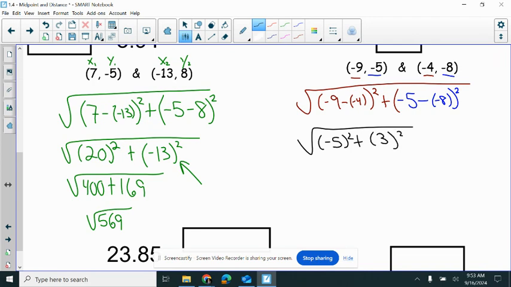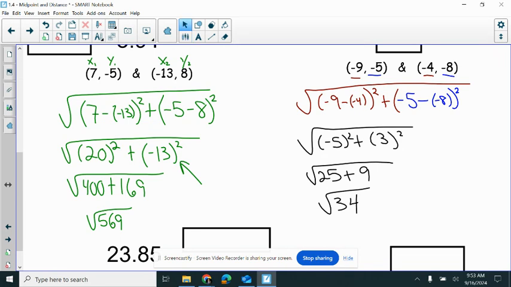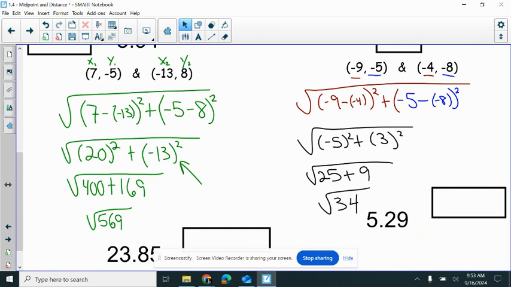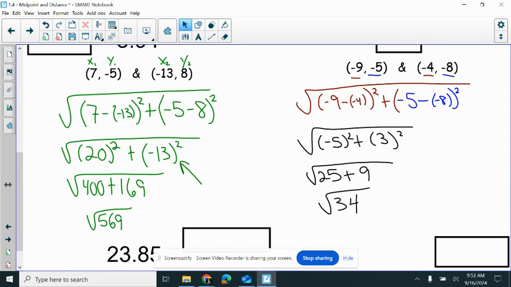Again, I keep those numbers in parentheses before I square them. -5 squared turns to +25. 3 squared is 9. Add those together, I get 34. Type that into the calculator, and you get 5.29. Actually, I think that's a little bit off. I think it should be 5. Should be closer to 6. But you just type in the square root of 34 in your calculator to get that answer.